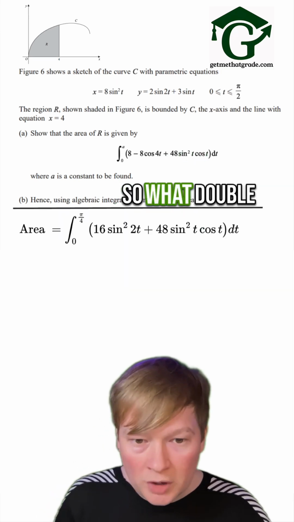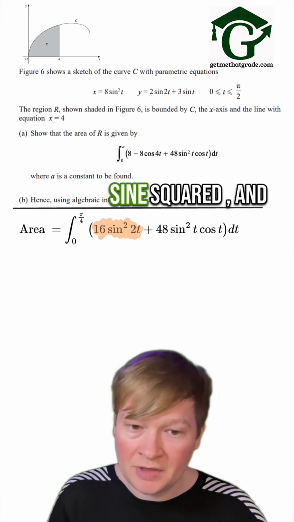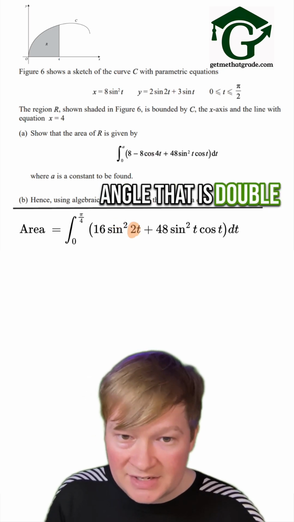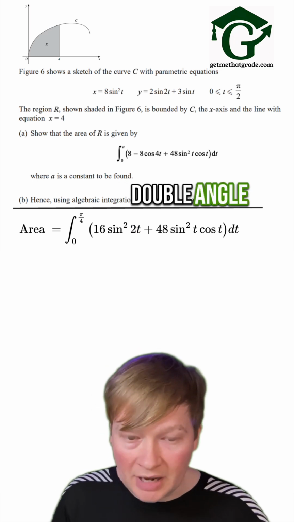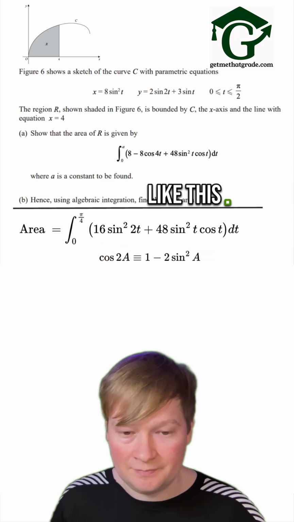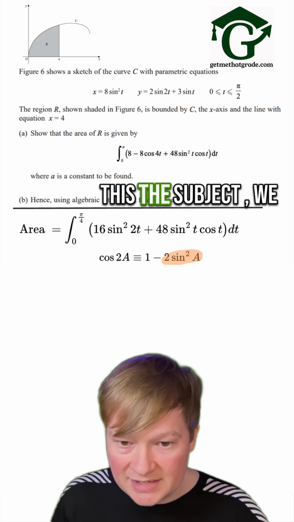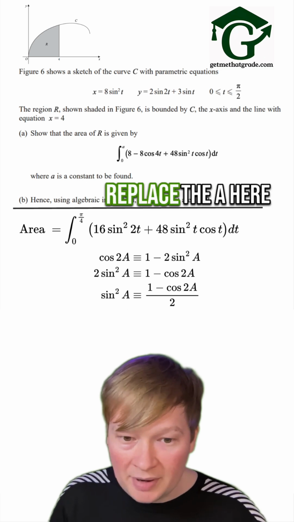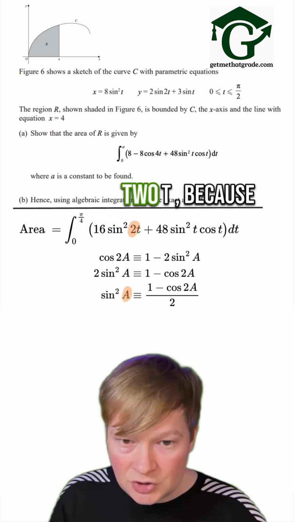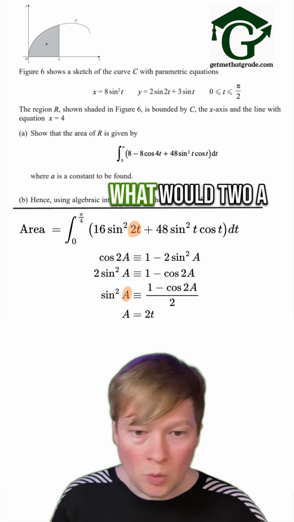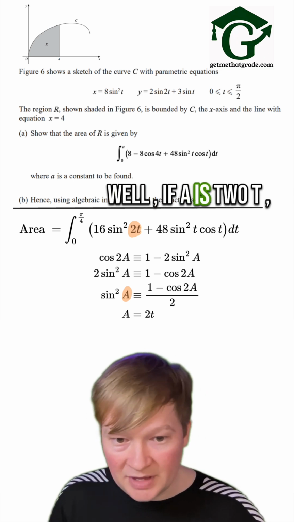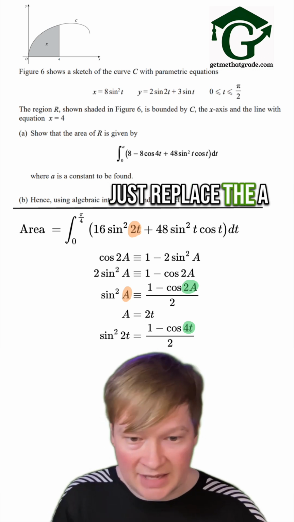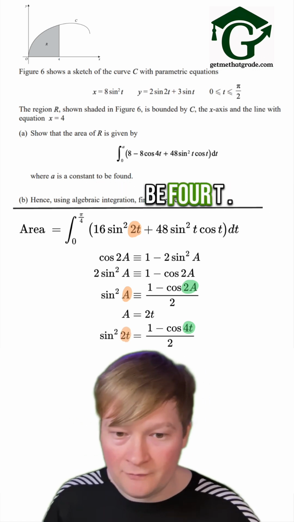Let's have a look. So what double angle formula do I know that involves sine squared, and also a cos of an angle that is double this one? Well, I know the double angle formula for cosine, like this. If I rearrange this formula to make this the subject, we get this. Divide by 2, we end up with this. Now, I'm going to replace the a here with 2t, because that's what I've got here. What would 2a be? Well, if a is 2t, 2a would be 4t. Okay, so you see what I've done there? Just replace the a with 2t, and therefore 2a will be 4t.